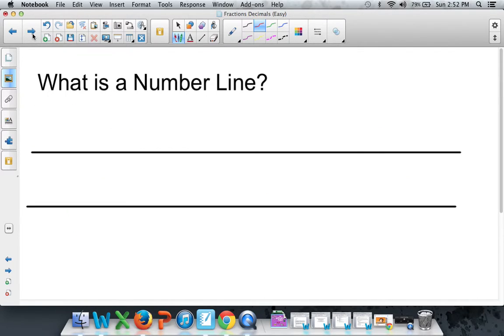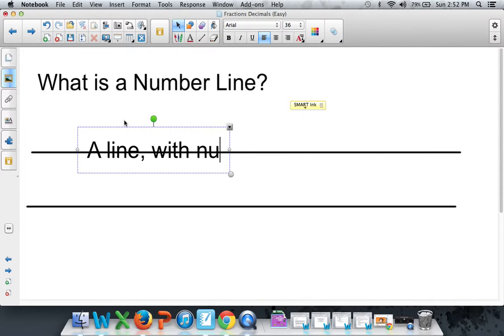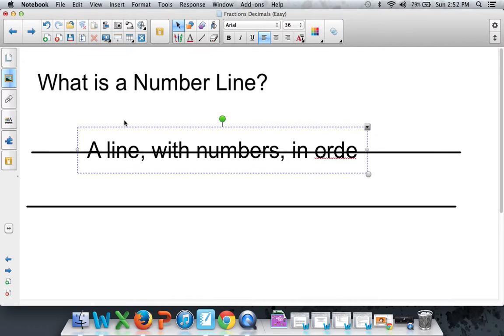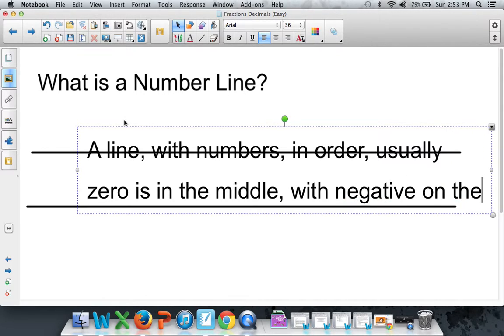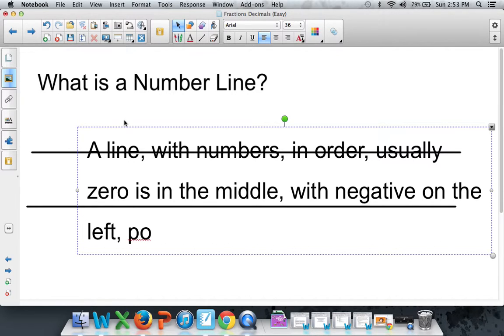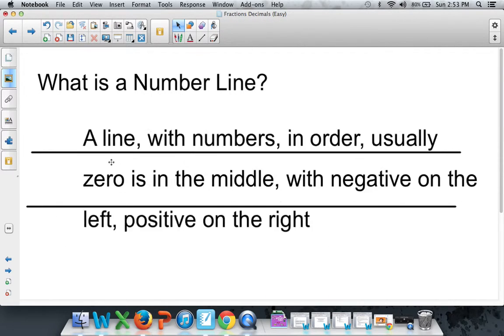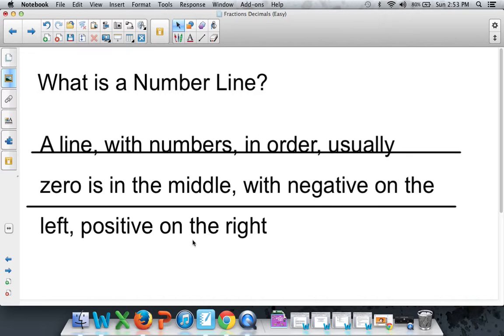Let's move on. What is a number line? You know what? I'm gonna make this easy for you guys. A number line for our purposes is a line with numbers on it in order. Usually 0 is in the middle. Yeah. With negative on the left, positive on the right. That's pretty much it.